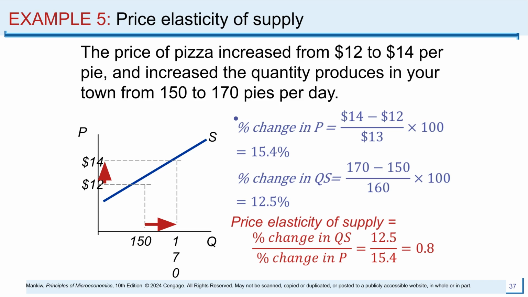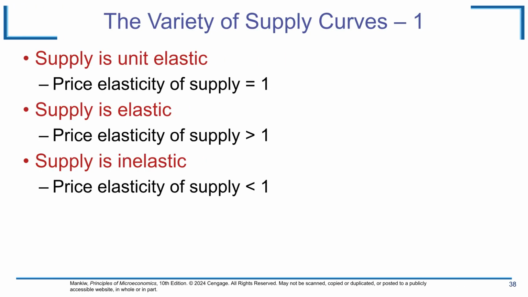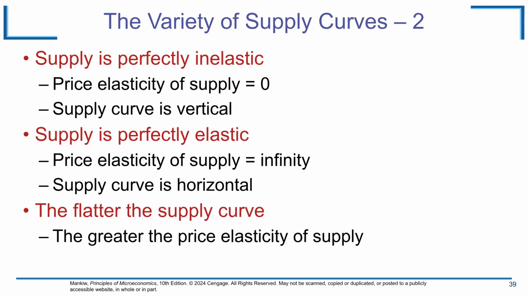If the price of pizza increases from $12 to $14 and the quantity produced in town rises from 150 to 170, we can use the midpoint method to find the elasticity. Economists classify supply curves by their elasticity. Supply is unit elastic when elasticity equals 1, elastic when it is greater than 1, and inelastic when it is less than 1. Supply can also be perfectly inelastic, with an elasticity of 0 and a vertical curve, or perfectly elastic, with infinite elasticity and a horizontal curve. Generally, a flatter supply curve indicates higher elasticity.